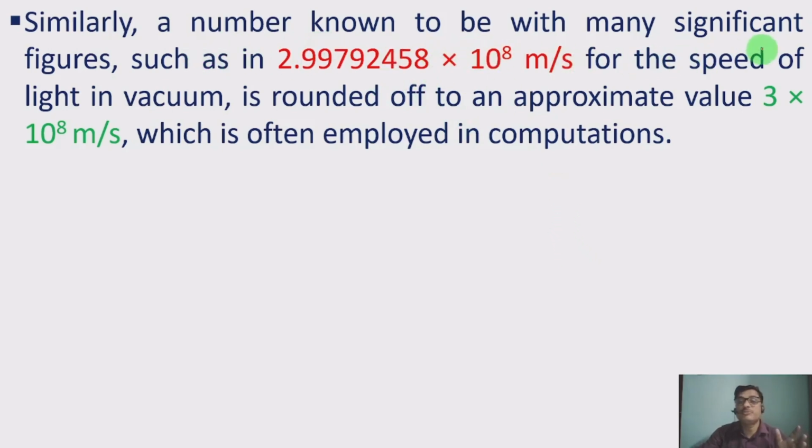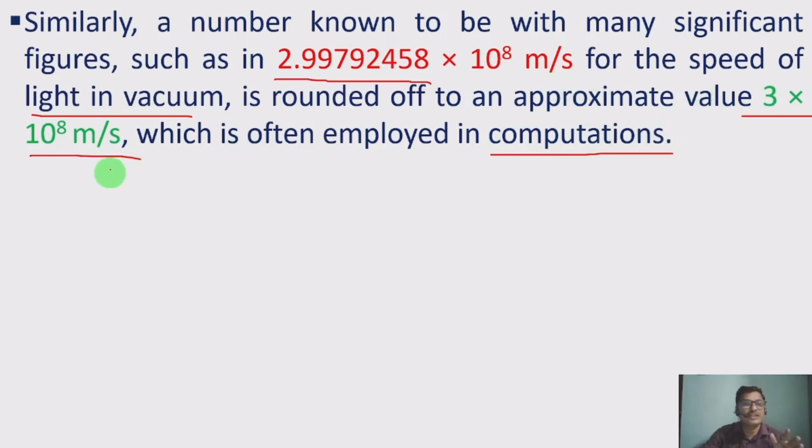Similarly, a number known to many significant figures, such as 2.9979245 into 10 raised to 8 meter per second for the speed of light in vacuum, is rounded to the approximate value 3 into 10 raised to 8 meter per second, which is often employed in computation. Most computations use 3 into 10 raised to 8 meter per second for the speed of light, which we earlier used for the calculation of the light year.